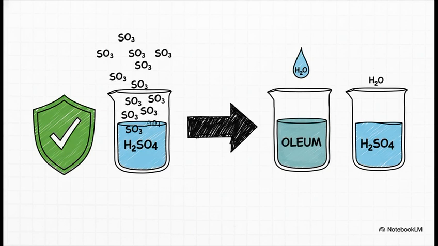Instead of adding water directly to the gas, they first absorb the gas into concentrated sulfuric acid that's already been made. This creates a much more stable intermediate called oleum. Then you can safely add water to the oleum to get your final product. It's a fantastic way to tame a really dangerous reaction.